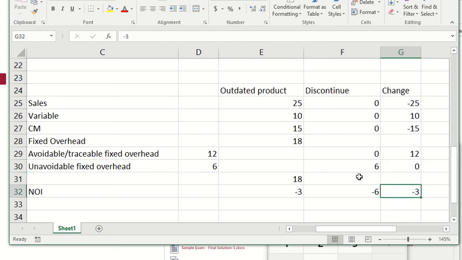And so the change was, first we were earning a -3 net operating income, and then we still have to pay for unavoidable fixed overhead. So a -6 was the final net operating income if we discontinue this product, and the change would be a -3. So you're losing even more money when you decide to discontinue. So you have to really think it through if this is going to be worth it to discontinue, because you have a larger net operating loss if you discontinue.